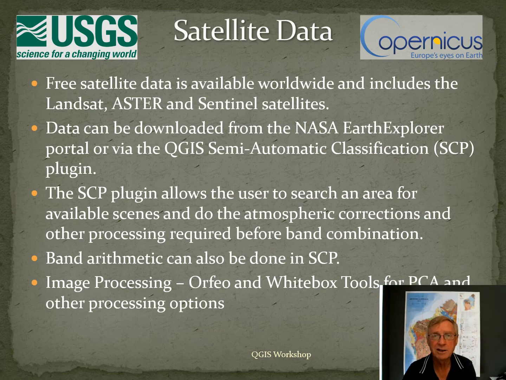Over the past few years, there's been an increasing amount of satellite data becoming freely available for the world, such as ASTER, Landsat, and Sentinel. Most of these data sets can be downloaded from the USGS Earth Explorer portal. Another way to search for and download data is using the QGIS semi-automatic classification plugin. This allows the user to search for an area of suitable scenes based on criteria like dates or amount of cloud cover. The semi-automatic classification plugin also provides the user with tools for band ratio and things like principal components analysis.